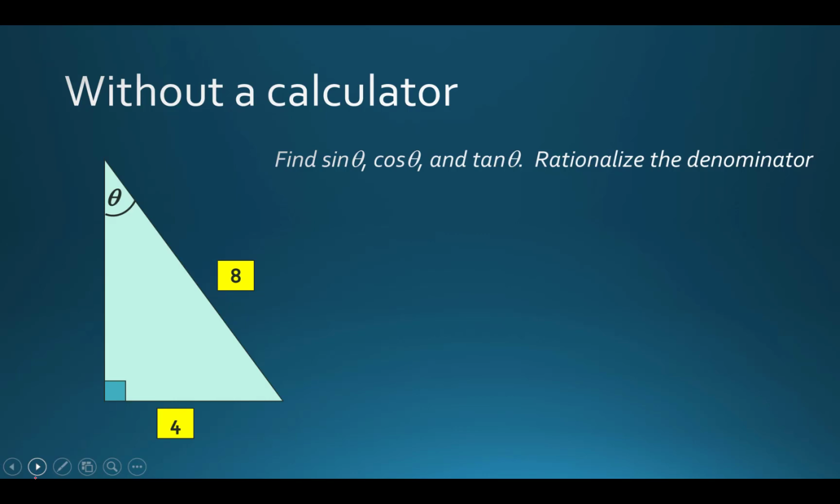Okay, so generally, the idea is without a calculator, could you find the sine, cosine, and tangent of these? So we would go through and say, okay, we have whatever we want this to be. So let's call that just unknown. So I've got x squared plus 4 squared equals 8 squared. So I've got x squared plus 16 equals 64. This is where I'm going to do the dumb math.